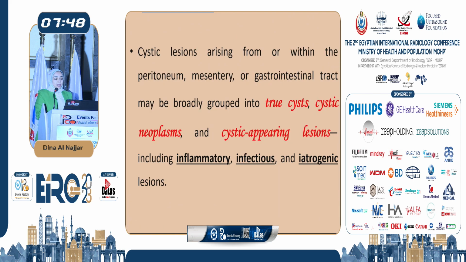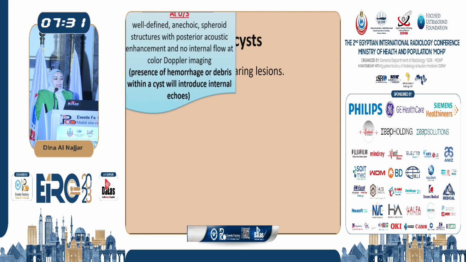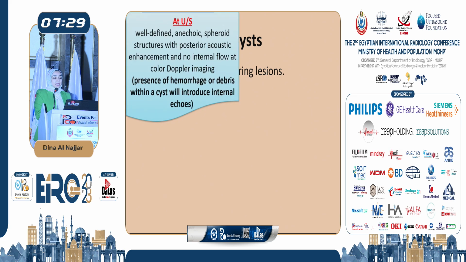Cystic lesions arising from or within the peritoneum, mesentery, or GIT may be broadly grouped into true cysts, cystic neoplasms, and cystic appearing lesions, including inflammatory, infectious, and iatrogenic lesions. The true cysts are the typically benign appearing lesions. On ultrasound, we can detect it as an anechoic structure with posterior acoustic enhancement and no color on Doppler imaging. Presence of hemorrhage or any debris within the cyst may produce internal echoes.